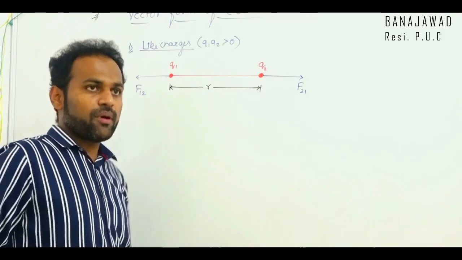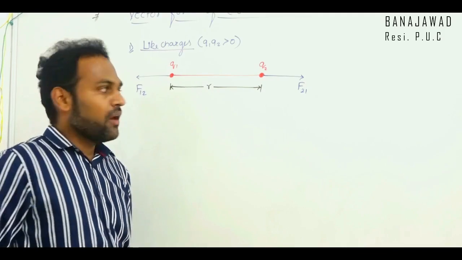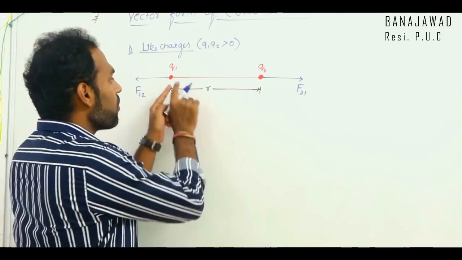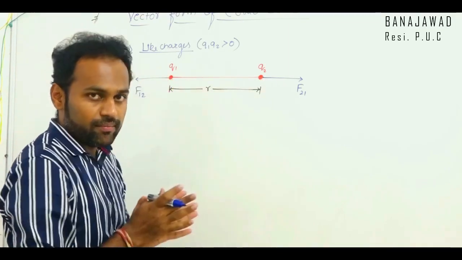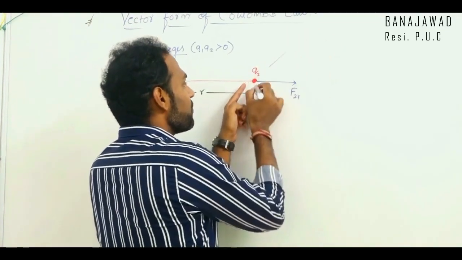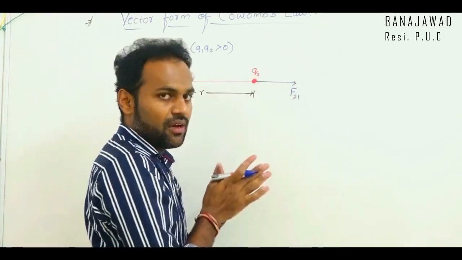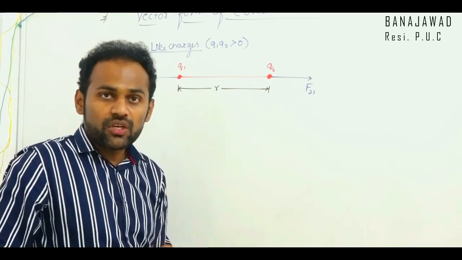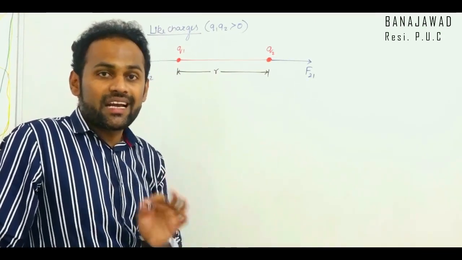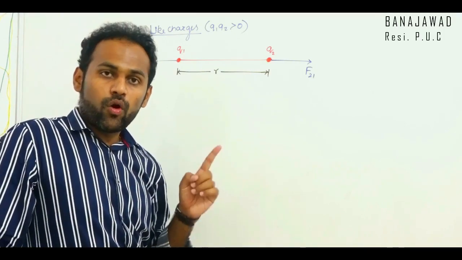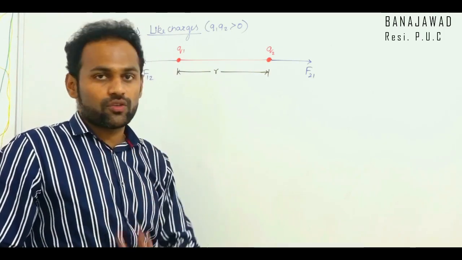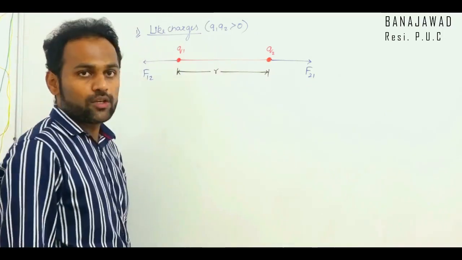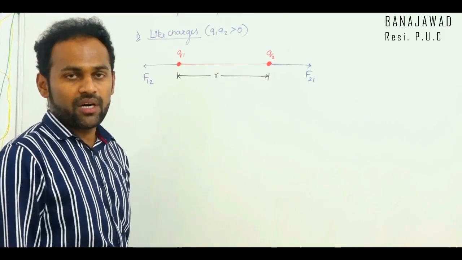One more thing, you should remember this very clearly. Whatever forces we show here must be along the straight line joining the two charges only. I cannot show these forces in some other direction. I have to show them along the straight line joining the two charges because Coulomb's force is a central force. Central force means it always acts along the line joining the centers of the two charged bodies. That's why we have to show the forces along the straight line joining the two point charges only.